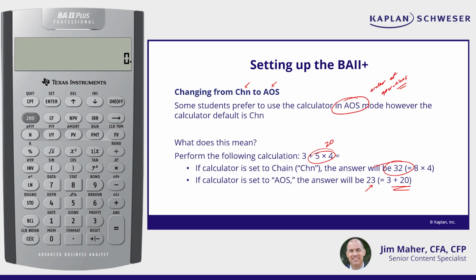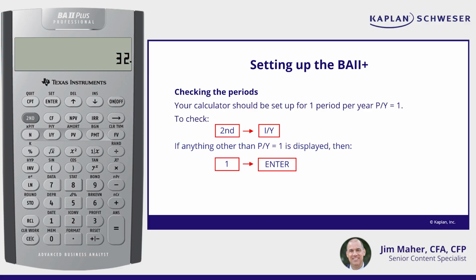And this is what you'd want to do if you do start messing around with different operations, make sure that it's set up properly for you. And you can see we're right back here at the 32 once again, okay? So now let's check the periods.